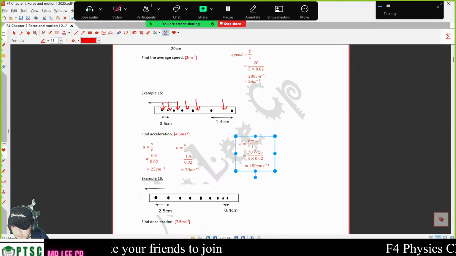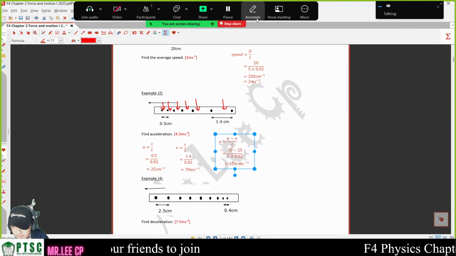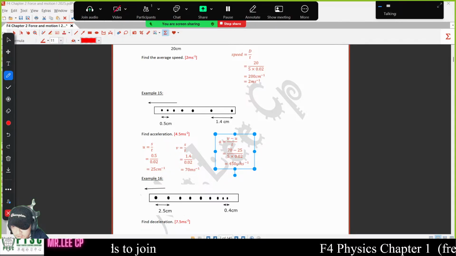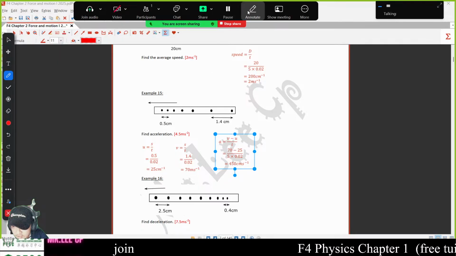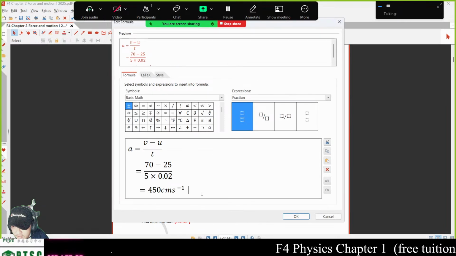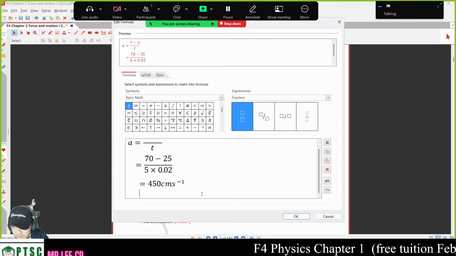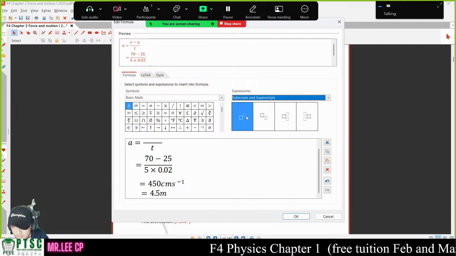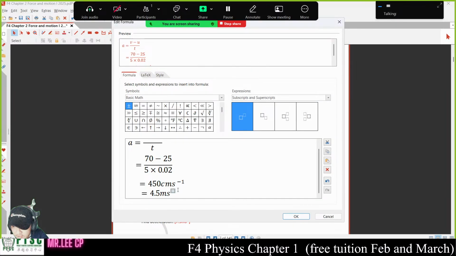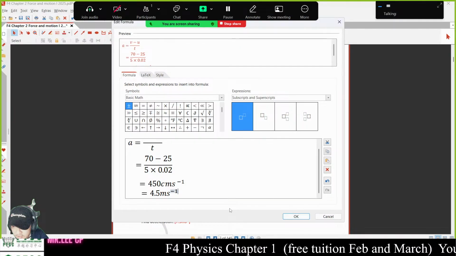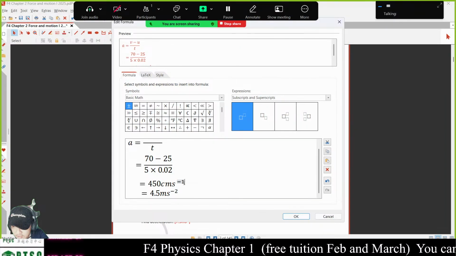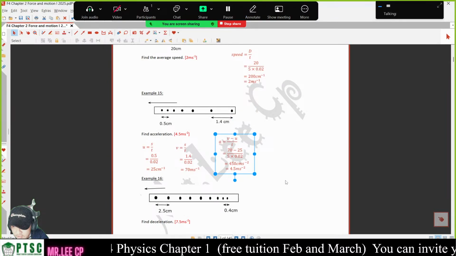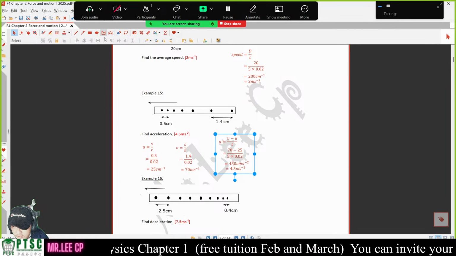Right. It is 450 cm s^-1. If I want to change it to meters per second, I divide by 100, so I get 4.5 m s^-1. Acceleration is m s^-2, not m s^-1. I'm sorry, my mistake. Are you okay with this?